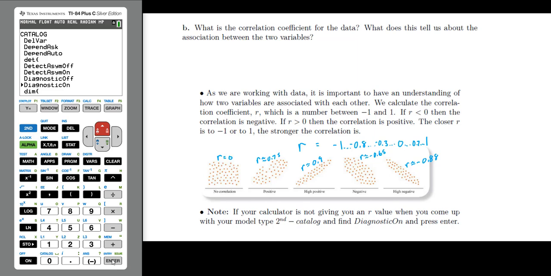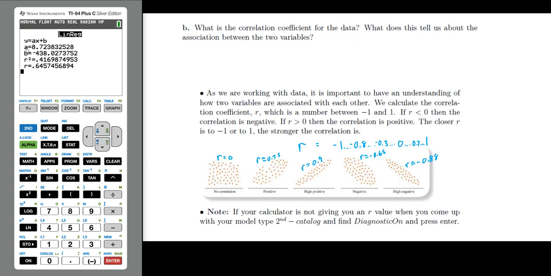And I'm going to select diagnostic on, and I'm going to press enter. Now what that just did is seemingly nothing, but what it does is now every time that you produce your equation, it's also going to tell you what the R value is. So if I go back and do the same steps to get my equation, so I go to Calc, Linear Regression, L1, L2, and I store my equation in Y1, and I hit calculate.